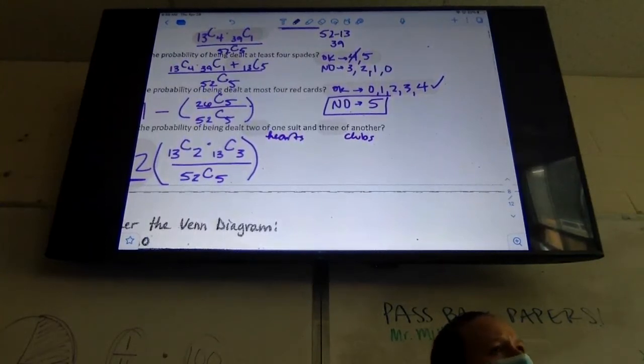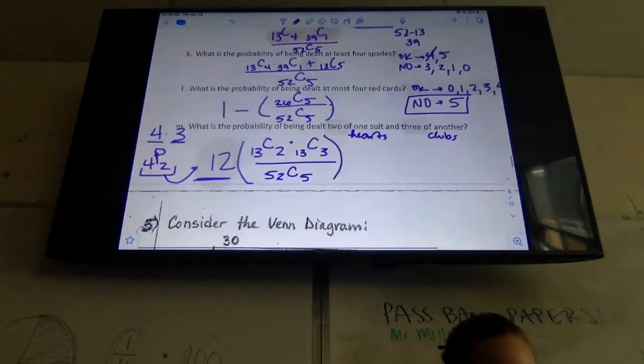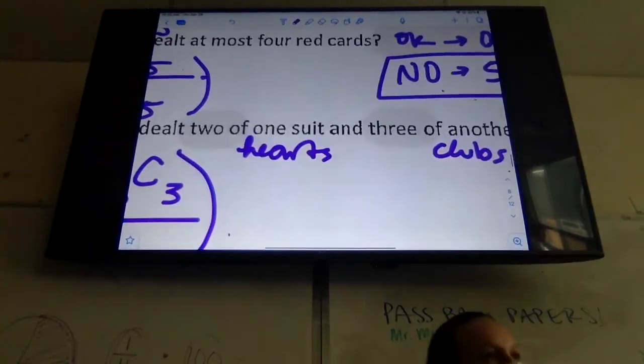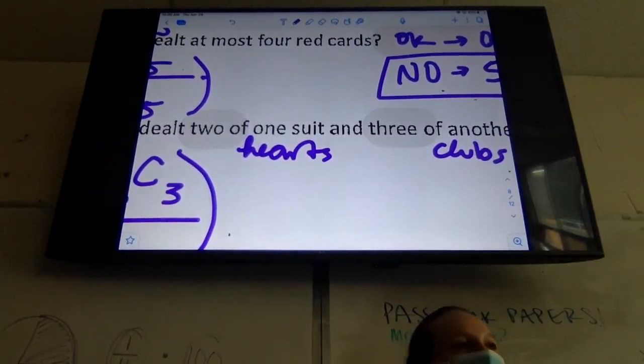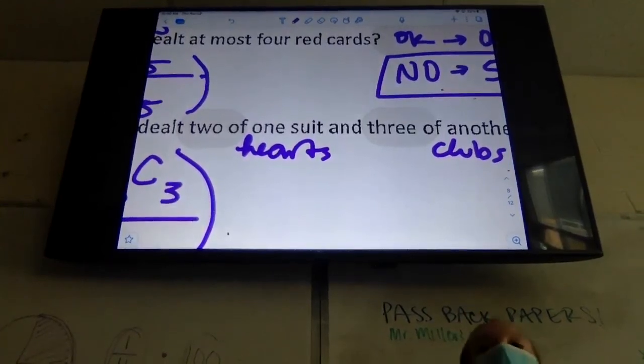Why does order matter if they don't give us a specific suit? Because it matters if I did hearts first or if I did clubs first, because I only want 2 of one card and then 3 of the other. So it's different if I get 2 hearts and 3 clubs, or if I get 3 hearts and 2 clubs. If they were both the same number, like 2 and 2, it wouldn't matter which one you had first. But since it's different numbers of each, that makes sense.